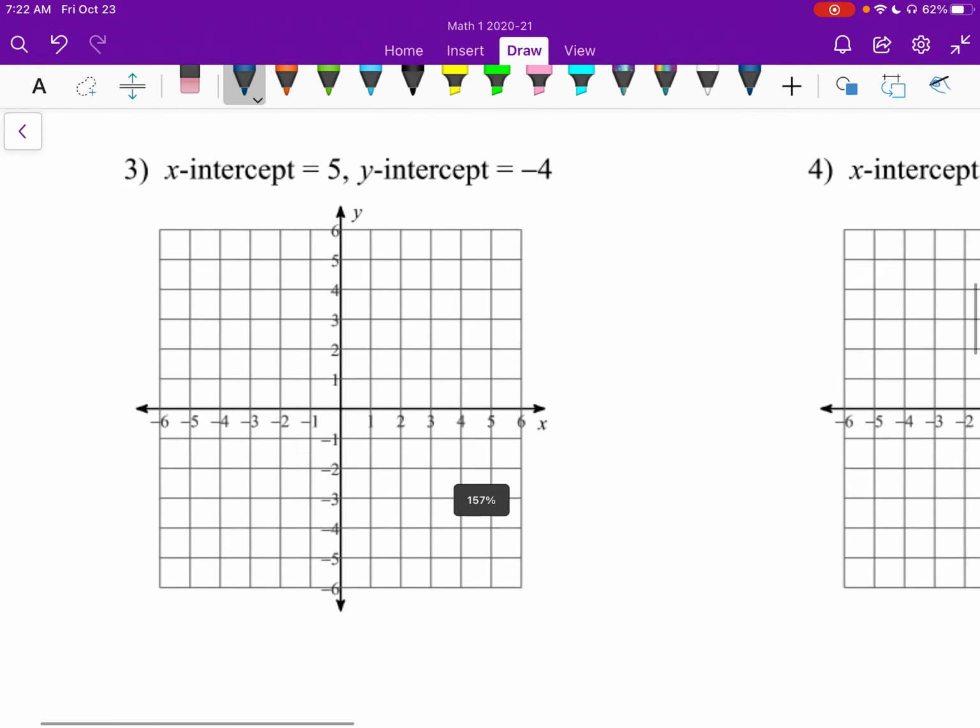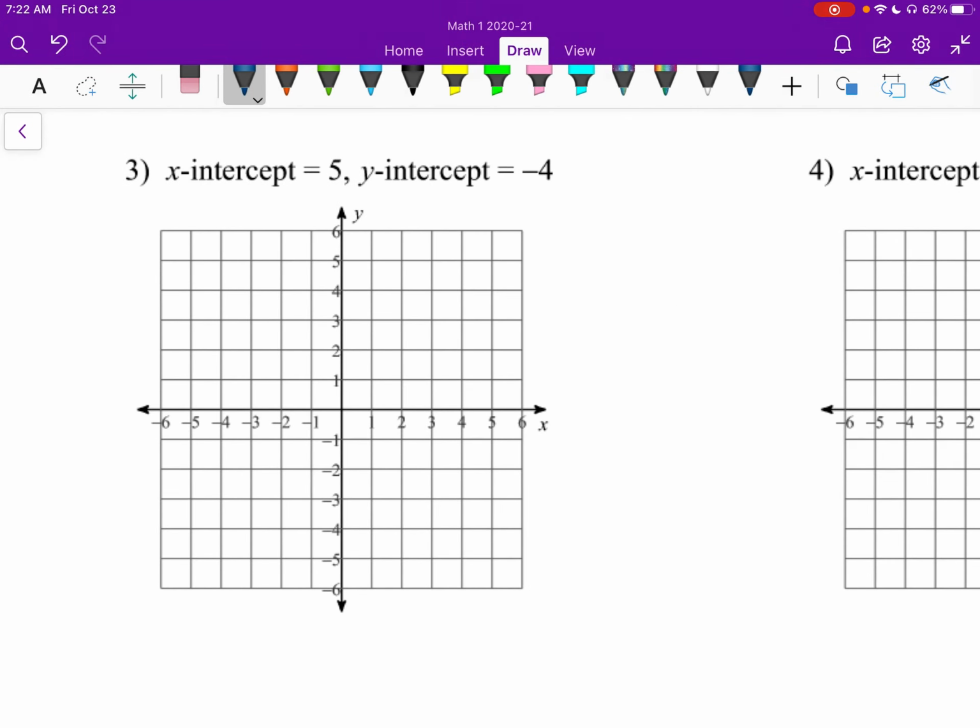Number 3, x-intercept of 5, we put a dot on the 5. The y-intercept of -4, we put a dot on the -4. Remember, we're looking at the axis labels there, right? Or we can just remember that the y is the vertical axis and the x is the horizontal axis. We've got 2 points, and we can draw our line.